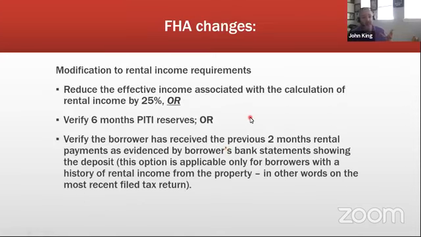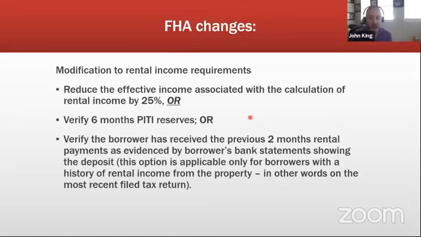So this is a big one. FHA modified the rental income requirements. We must do one of these 3 things. We must reduce the effective income by an extra 25%. So by the way, we already throw away 25% of the income for a vacancy factor.